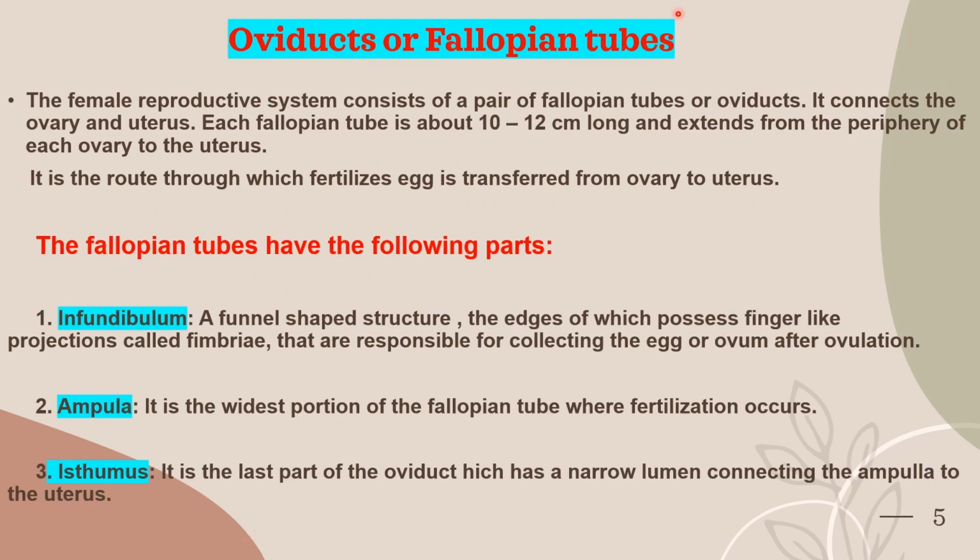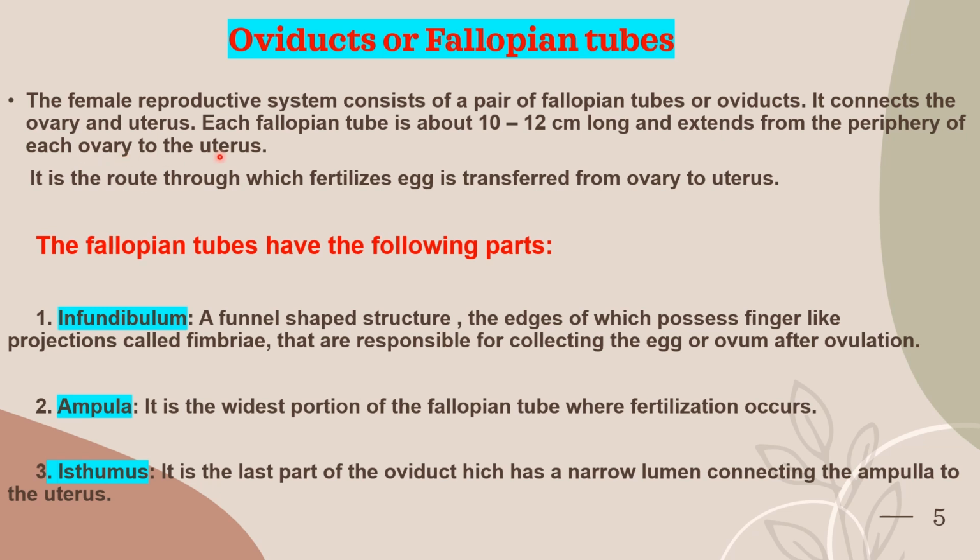Now, let us learn something more about the oviducts or fallopian tubes. The female reproductive system consists of a pair of fallopian tubes, the oviducts, which connect the ovary and uterus, and each fallopian tube is around 10 to 12 centimeters long. What is the length of the fallopian tube? It is around 10 to 12 centimeters long and extends from the periphery of each ovary to the uterus.